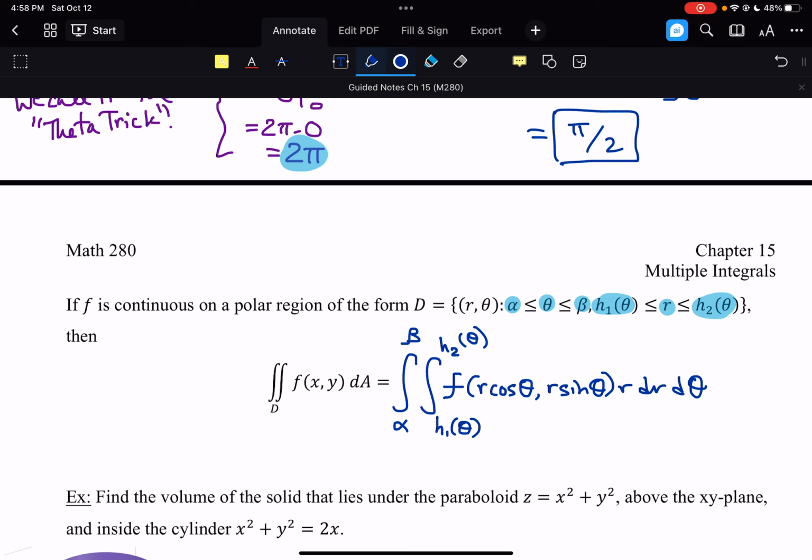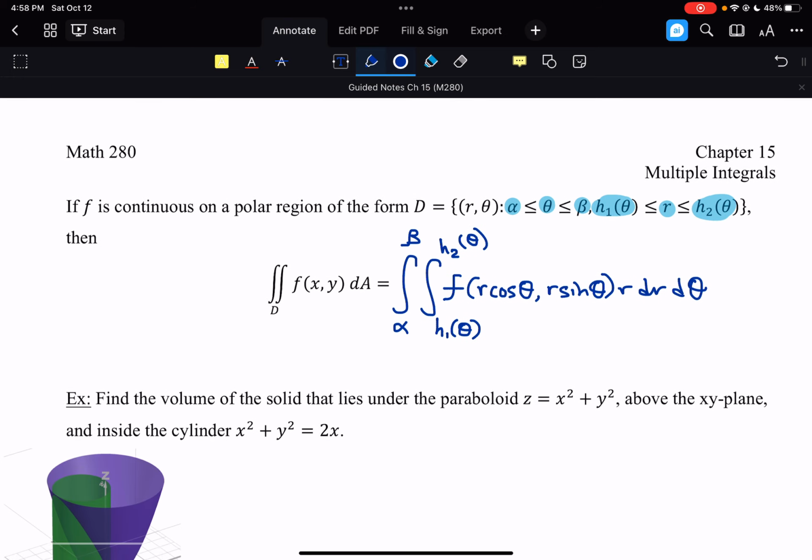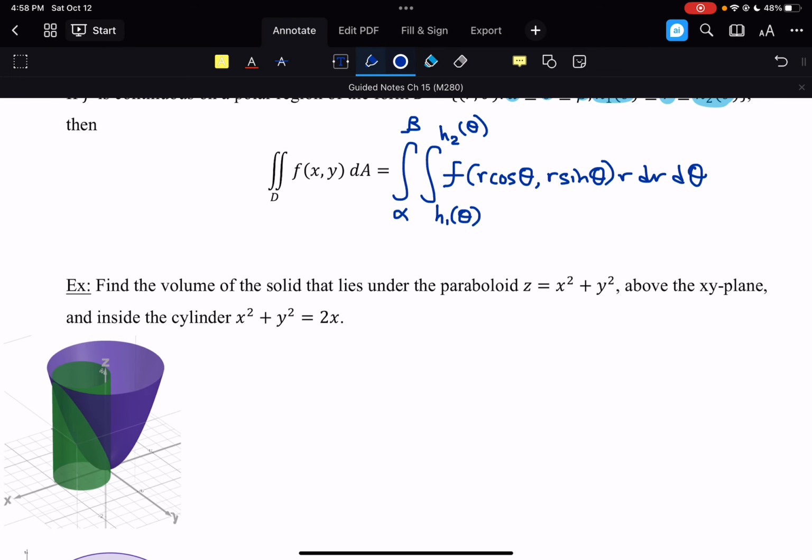So if we look at the next example down here, find the volume of the solid that lies under the paraboloid z equals x squared plus y squared, above the xy plane, and inside the cylinder x squared plus y squared equals 2x. So as you can see, we're looking at this region in here. It's below the paraboloid, it's inside the cylinder, and it's above the xy plane, right? Above z equals 0. So that's the region in question.